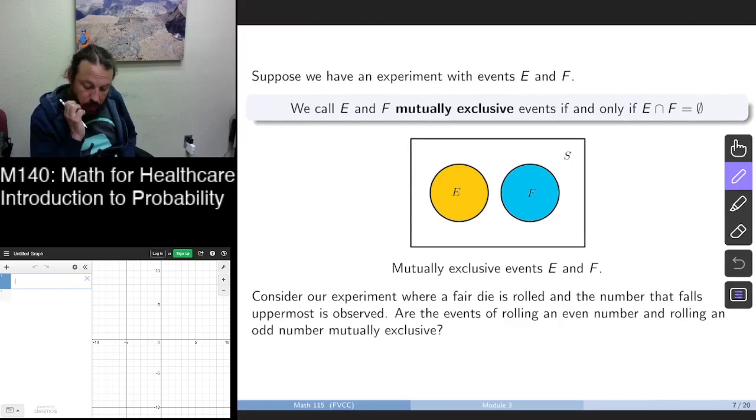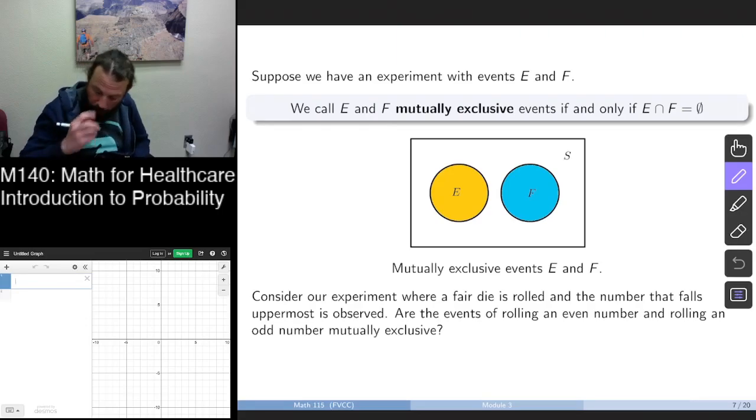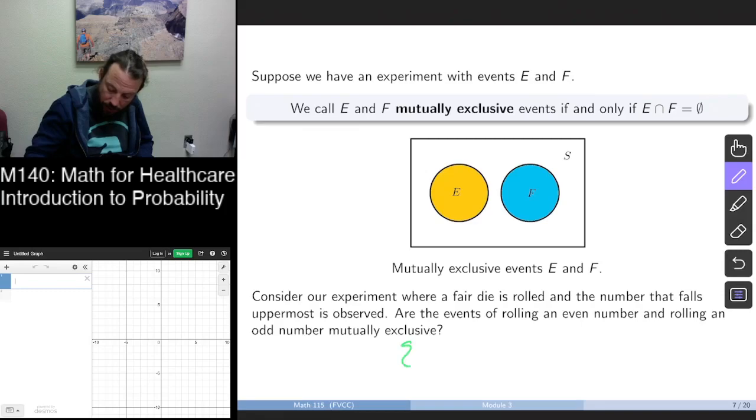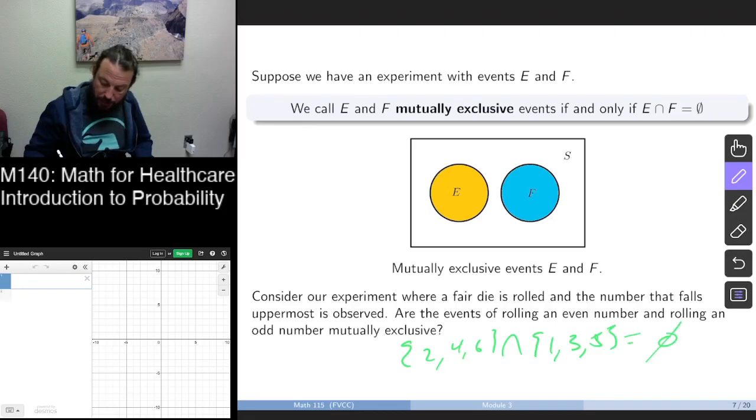Let's see here, we're rolling a fair die again. Are the events of rolling an even number and rolling an odd number mutually exclusive? Yes, they are, right? They cannot happen at the same time. Another way we could check that is rolling an even number, intersect, rolling an odd number. That is the empty set.